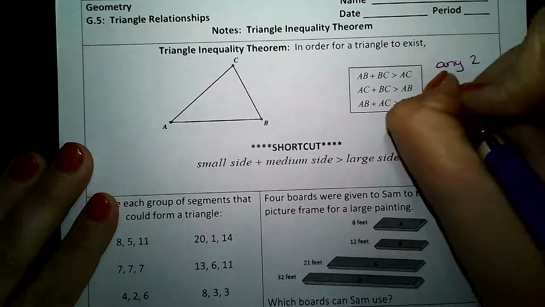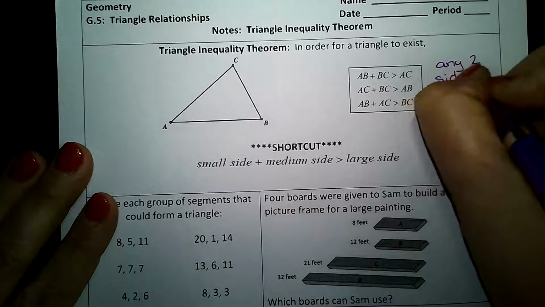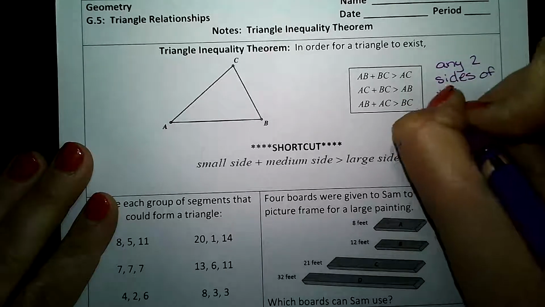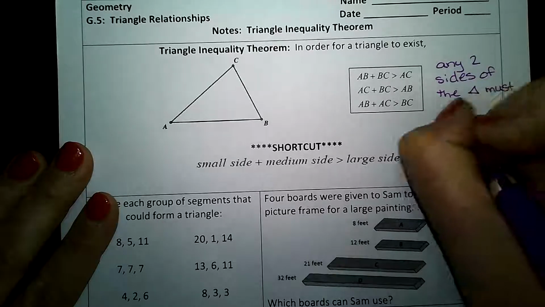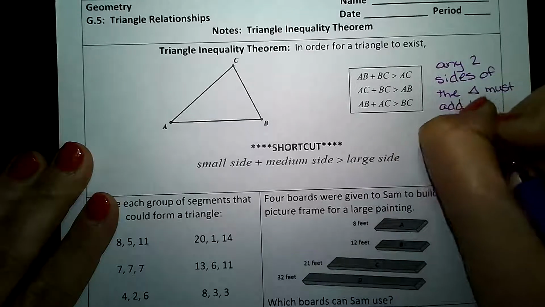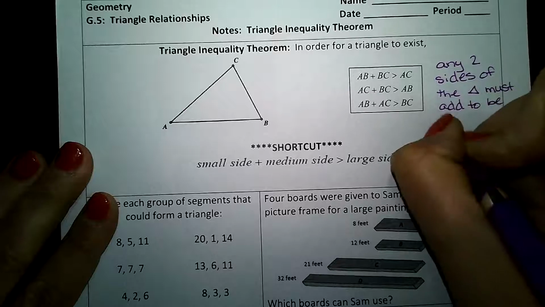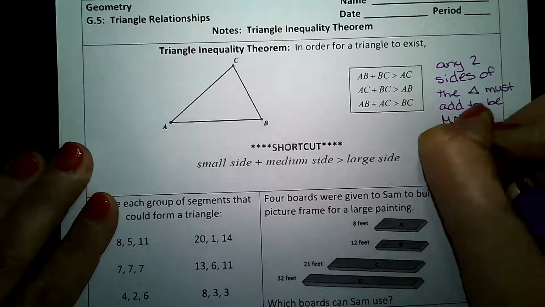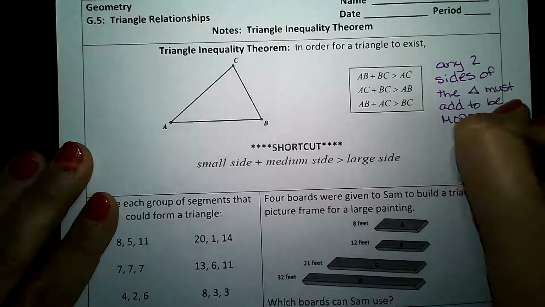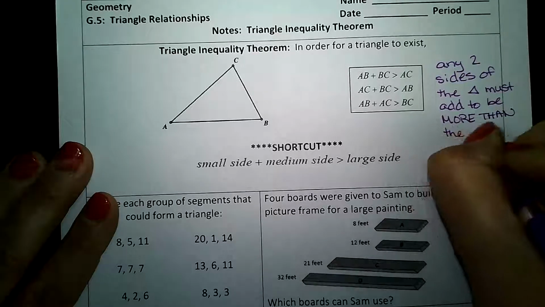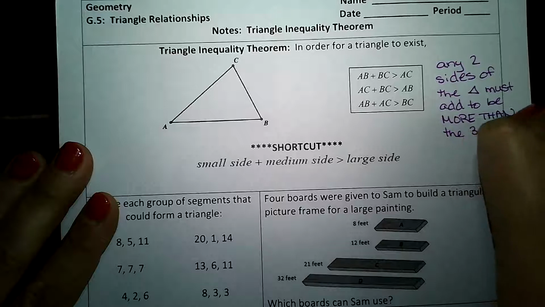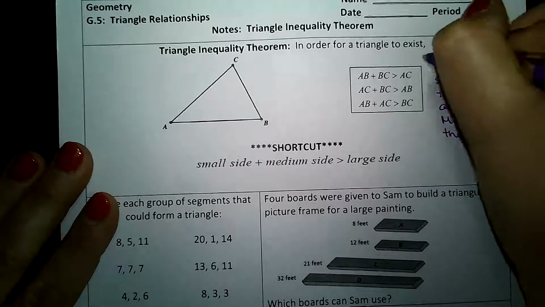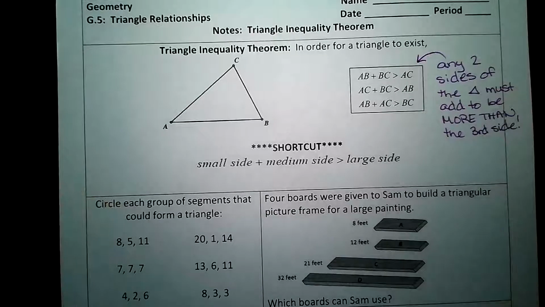Any two side lengths of the triangle must add to be more than the third side. That's what all that geometry language says right there.